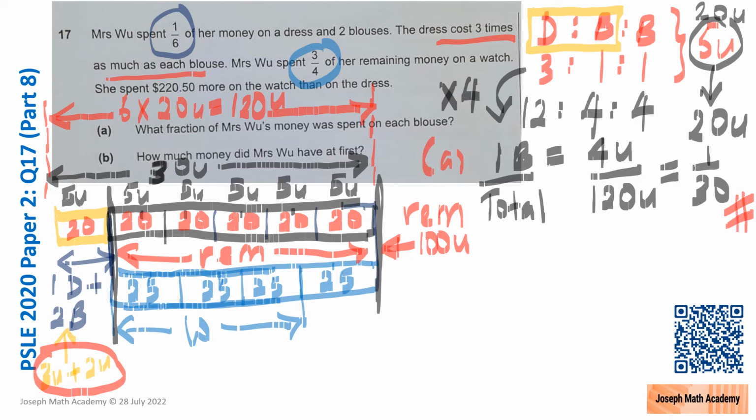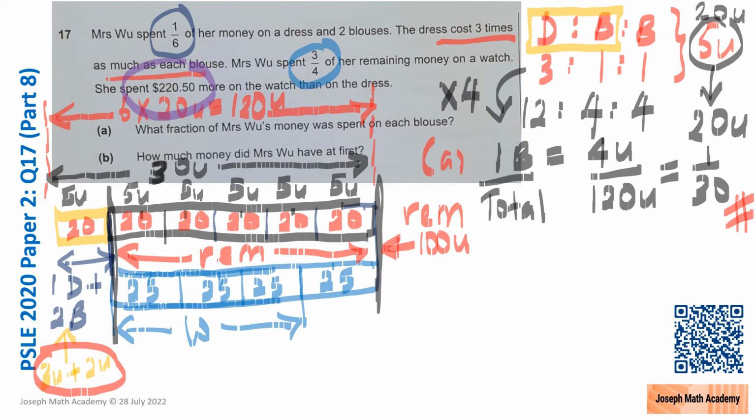Okay, let's move on to part B. Now, what is part B? How much money did Mrs. Wu have at first? How much did she have at first? Okay, so we have this information here, line 3. She spent $220.50 more on the watch than on a dress.